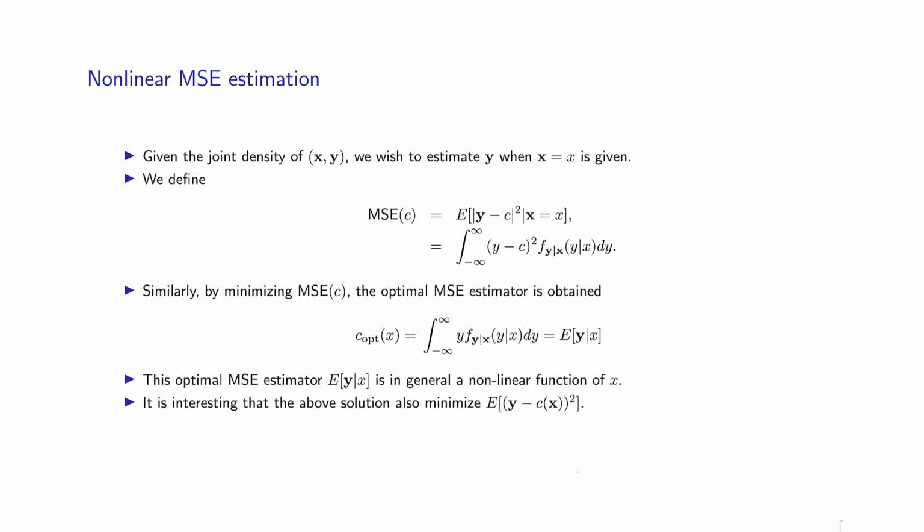So interestingly, if you say that my estimator is a function of the random variable x, and then you minimize this problem, you get the same estimator here. So this is another way to obtain it.